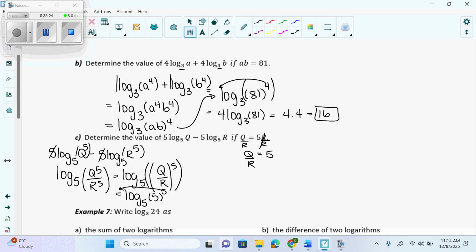If you want, you can drop that in front. So you get 5 log base 5 of 5, which is 5 times 1, which is 5. If you put it in all at once, you need to make sure you have that extra set of brackets around the 5 to the 5.